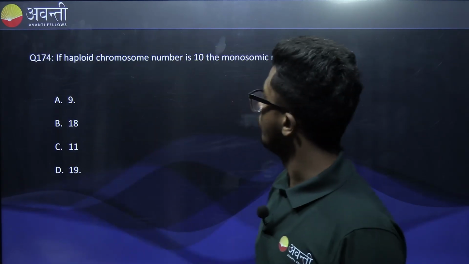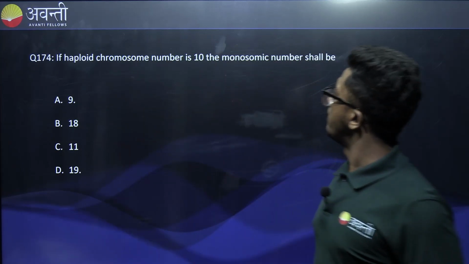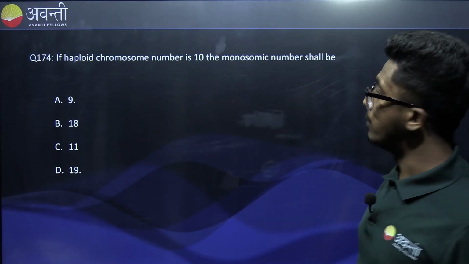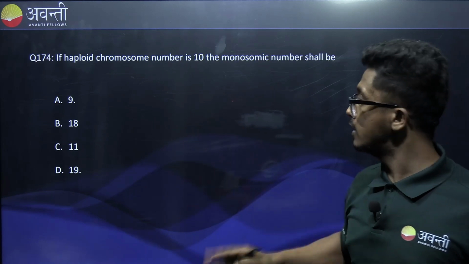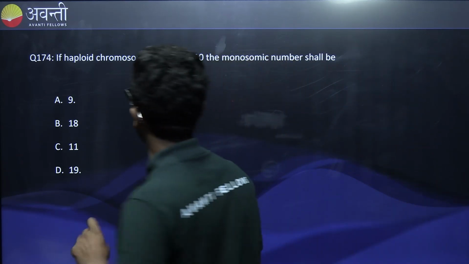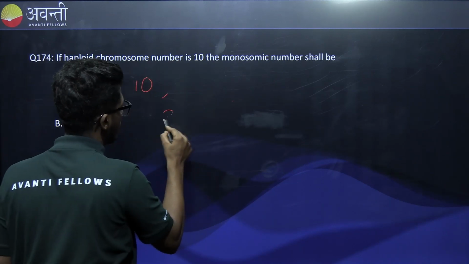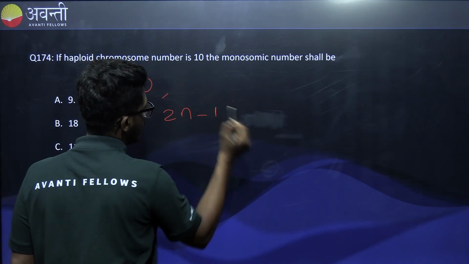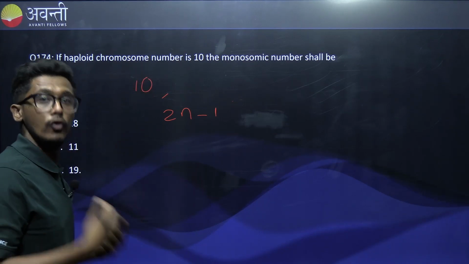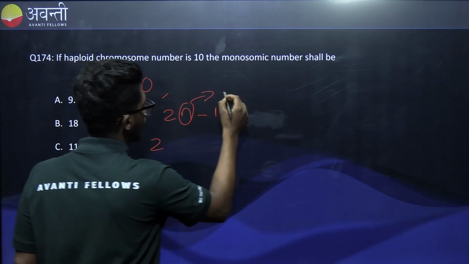Okay, let's go for the next question. If the haploid chromosome number is 10, the monosomic number shall be 9, 18, 11 or 19. So let's look at which is the right option. See, the haploid chromosome number is 10. The formula to find the monosomic condition is 2n minus 1, where n is the number of haploid chromosomes.